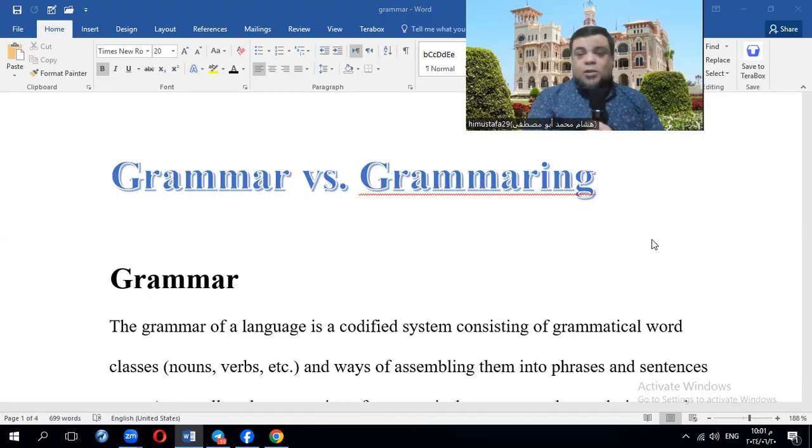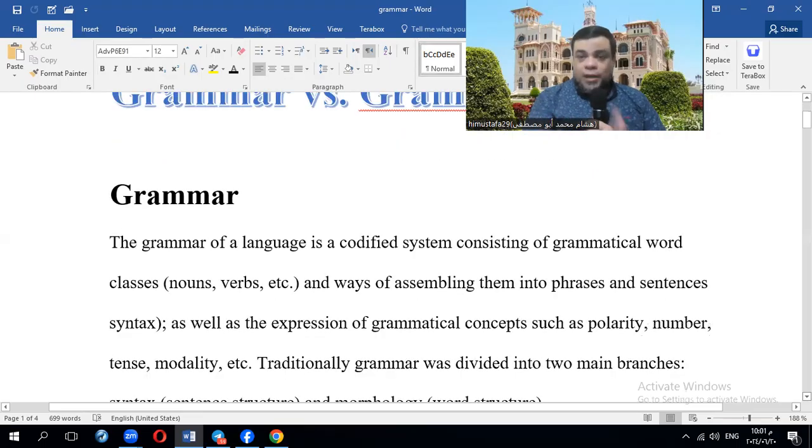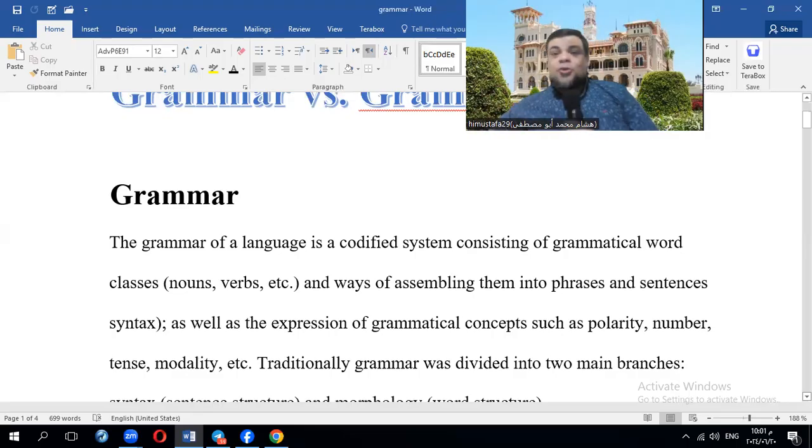For example, how can we organize a sentence? How can we organize a phrase? A simple phrase, a noun phrase, for example, like a good boy. I cannot say good a boy or boy a good. So there are rules for structuring this phrase. This is called syntax, and syntax is part of grammar.